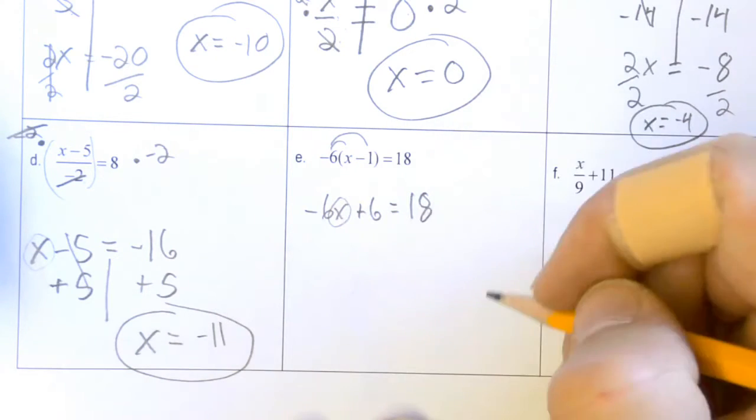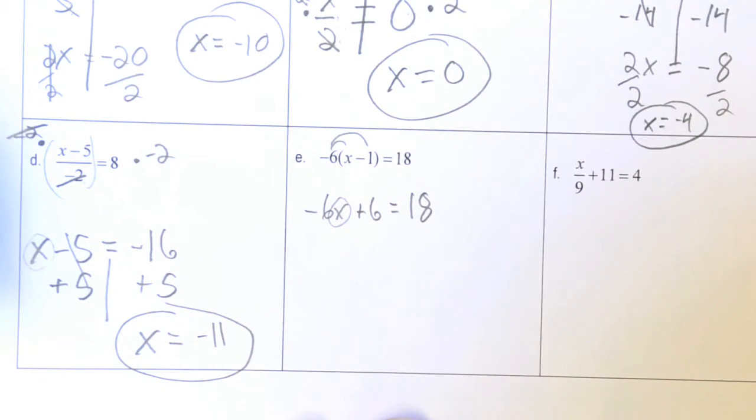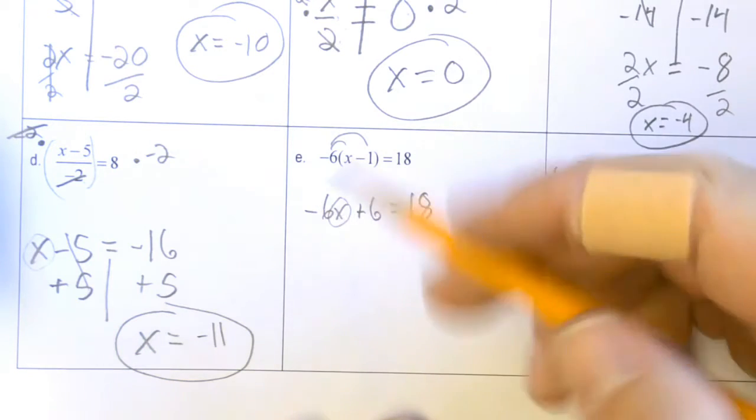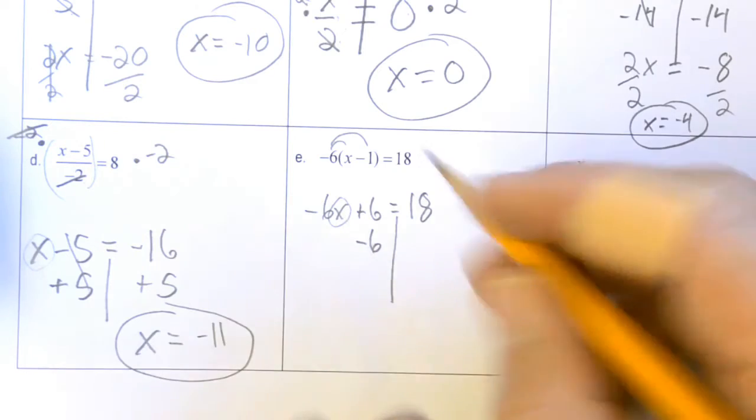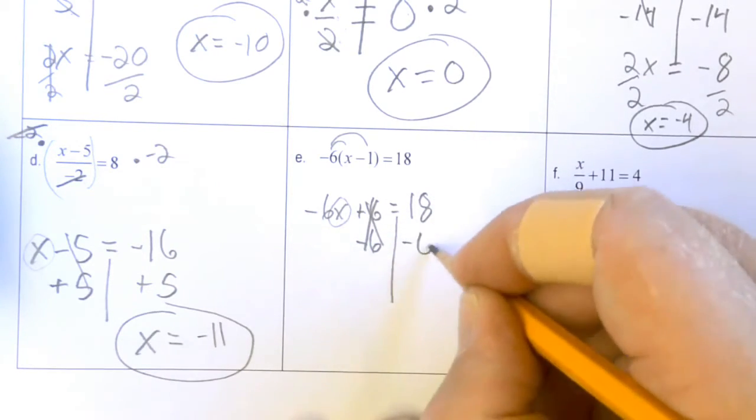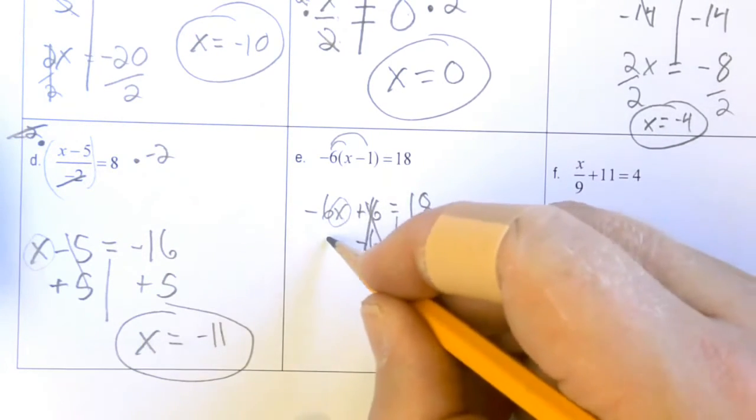2-step equation. There's my x. Is there a plus or minus outside that term that I have to get rid of? I have to get rid of that positive 6. I'm going to subtract 6 from both sides. Those cancel out. Subtract 6 from both sides. Drop down that negative 6x.